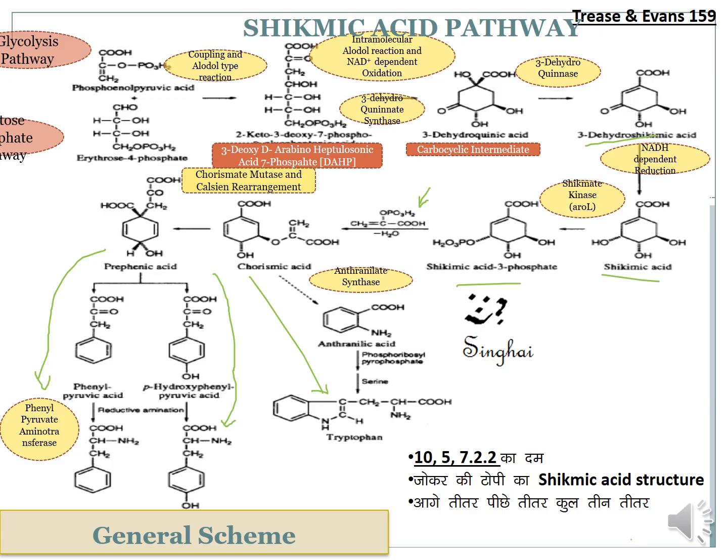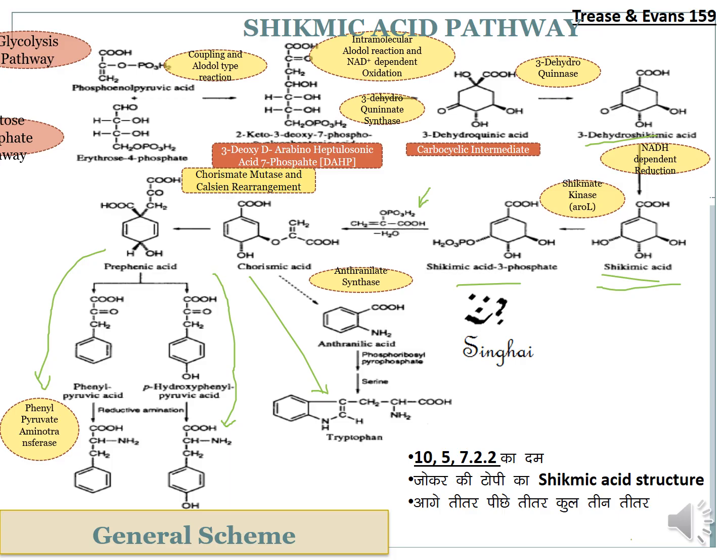Thus, the fifth step you can see there is the formation of shikimic acid. You can see the structure of shikimic acid seems like a joker's cap. 1, 2, 3. Another way of seeing it creatively: in front a titar, behind a titar, in total three titar.